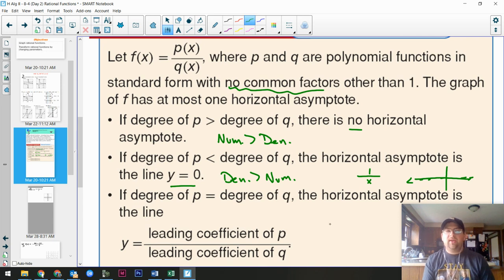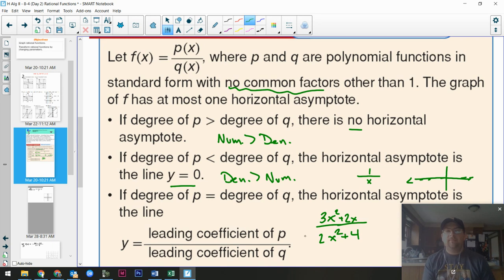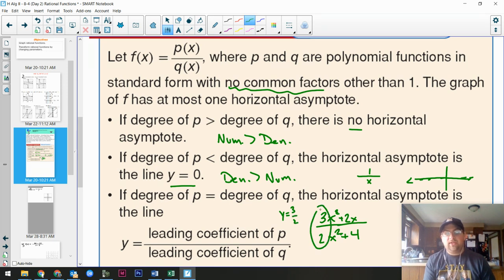You say, okay, if I have like a 3x squared plus 2x divided by a 2x squared plus 4. Notice how the degree on the top and the degree on the bottom match, right? This is a 2, this is 2. Now, if the degrees on the top and the bottom match, that means the horizontal asymptote is going to be 3 over 2. I just take those guys right off, and that's my horizontal asymptote.